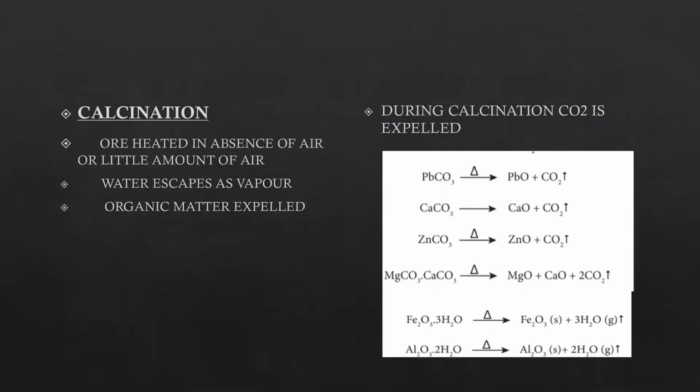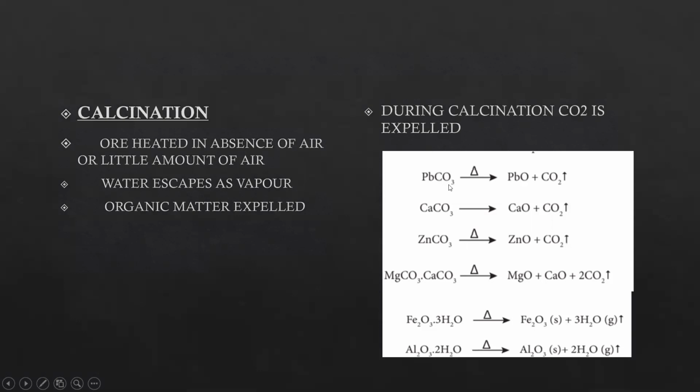The next one is the calcination method. In this method, we heat the ore in the absence of oxygen or with a little amount of oxygen. Here oxygen is present in the carbonate form. While heating, that carbonate form is decomposed into oxide form. So we get the metal oxide and CO2 as the byproduct.